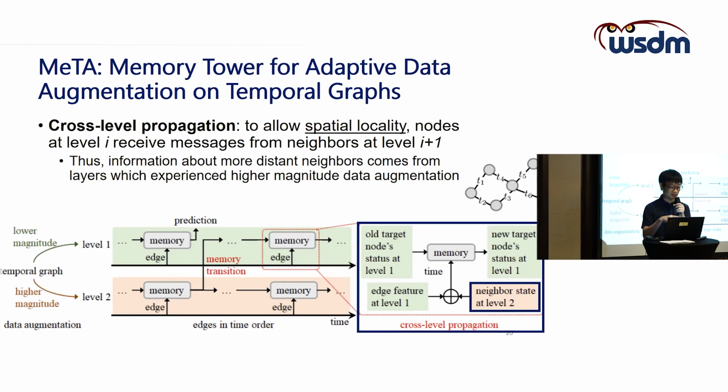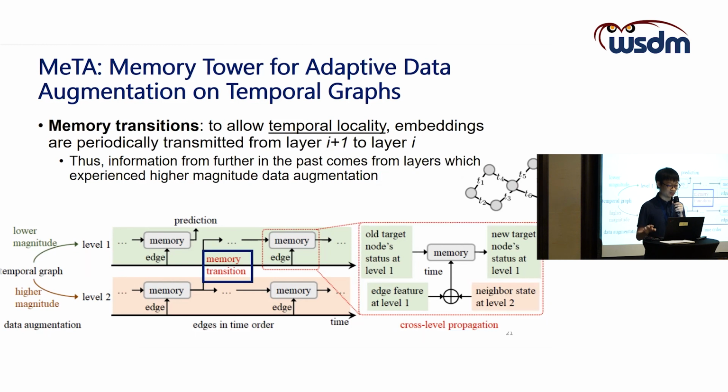So the point is that by using this design, information from further away neighbors will always come from lower levels of the tower, which means that this information has experienced higher magnitudes of data augmentation. This is exactly the goal of adaptive data augmentation that we would like to achieve. So this memory tower allows us to achieve the goal of spatial locality.